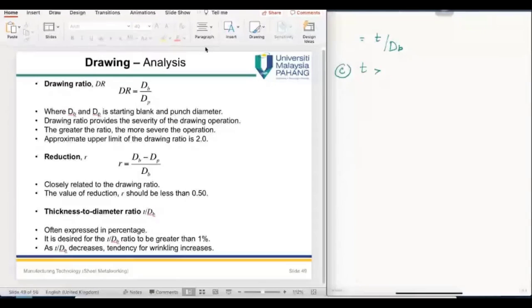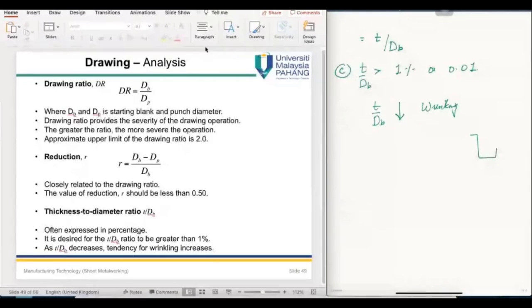So t over Db should always be greater than 1%, or 0.01. If your t over Db ratio is greater than 1%, then you are working within safe limits. However, as the t over Db ratio decreases, the tendency to wrinkling defect increases. Remember last time I showed you that if you have a piece of paper and you squash it, it is some kind of a wrinkling defect. Similarly, wrinkling occurs on the flange of the drawn part.